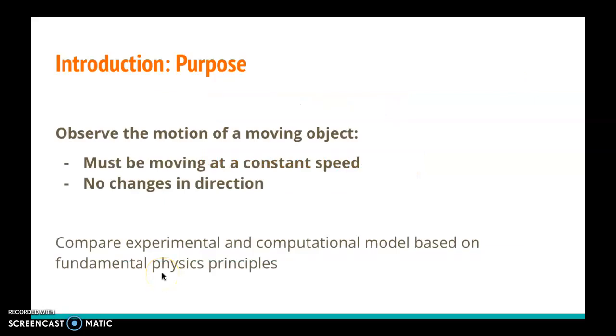First, we're going to look at the introduction and the purpose of this lab experiment. The purpose of this lab experiment is to observe the motion of a moving object. The object must be moving at a constant speed, and there should be no changes in directions. Using this, we will compare experimental and computational models based on fundamental physics principles.